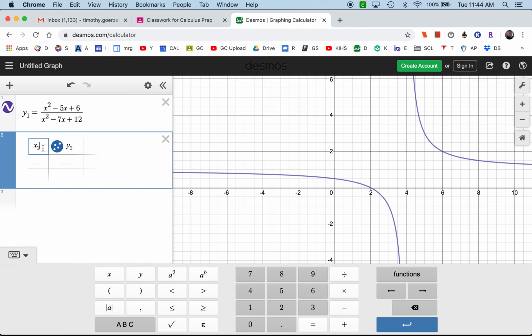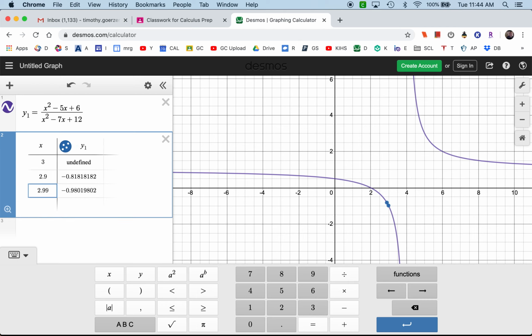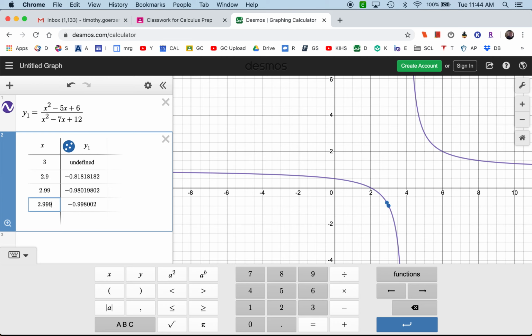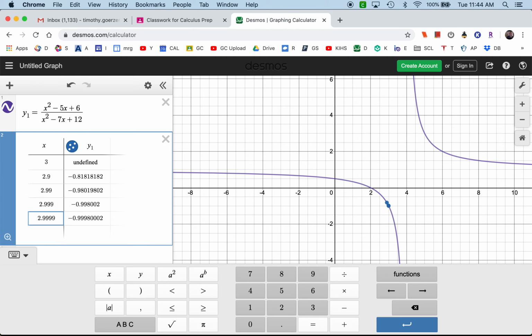it's going to be x, so I'm changing that to x and this to y1. Give it a moment. And then what x value am I looking for? As x approaches 3. I know 3 will not give me an answer. So less than 3: 2.9, 2.99, 2.999, 2.9999. What's the y coordinate getting closer to?